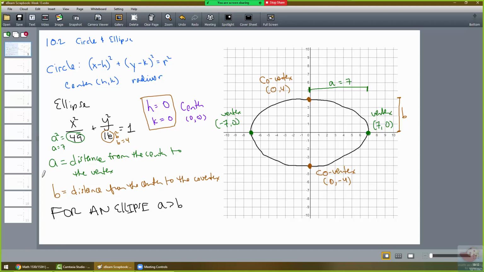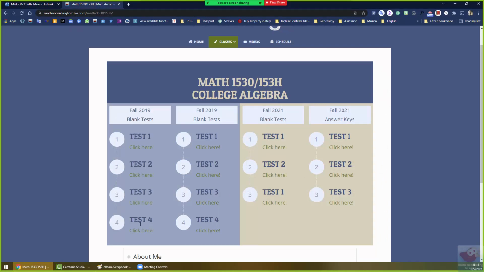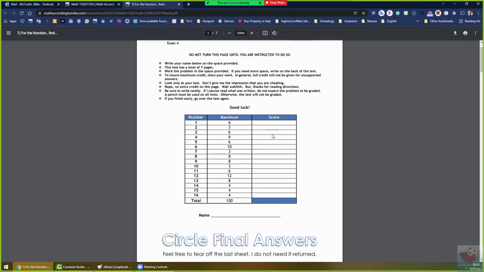That's comment 1. Comment 2, the thing that gives away if it's a horizontal or a vertical ellipse is actually the location of A. If the larger number is underneath the x squared term, like we have here, 49 is bigger than 16, that makes it horizontal. So if the larger number is underneath the x term for an ellipse, it makes it horizontal. As you might guess, if the larger number is underneath the y, then it's vertical.